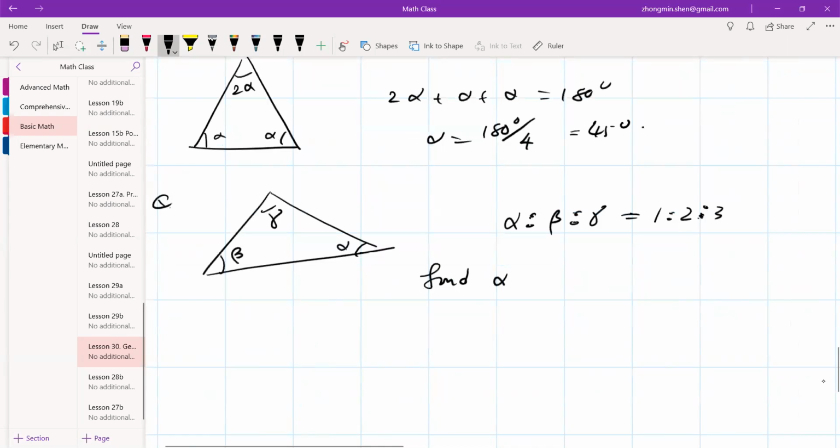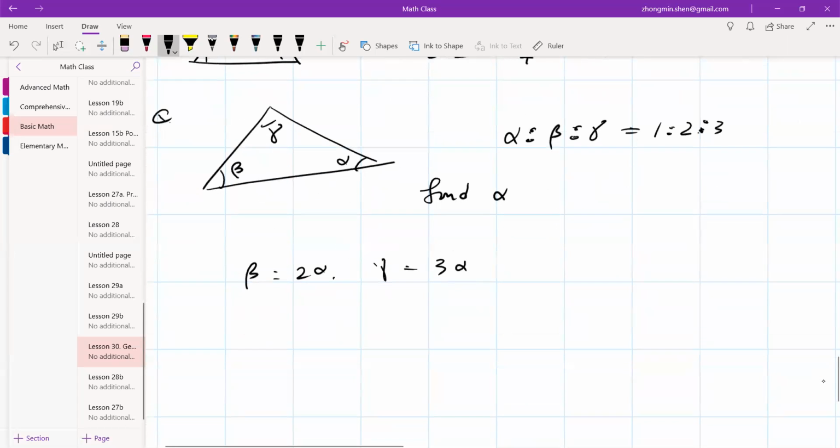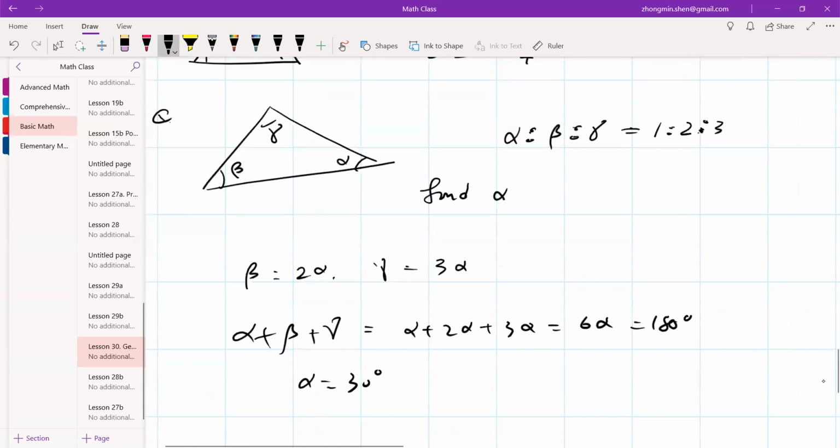Okay, so beta is double the alpha, and gamma is 3 times alpha. So basically, beta is going to be 2 alpha, and gamma is going to be 3 alpha. So add them together: alpha plus beta plus gamma is going to be alpha plus 2 alpha plus 3 alpha, which is 6 alpha, and that is going to be 180 degrees. Okay? So alpha is going to be 30 degrees.